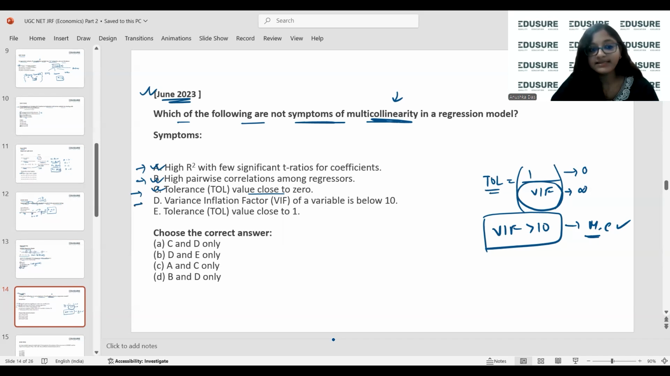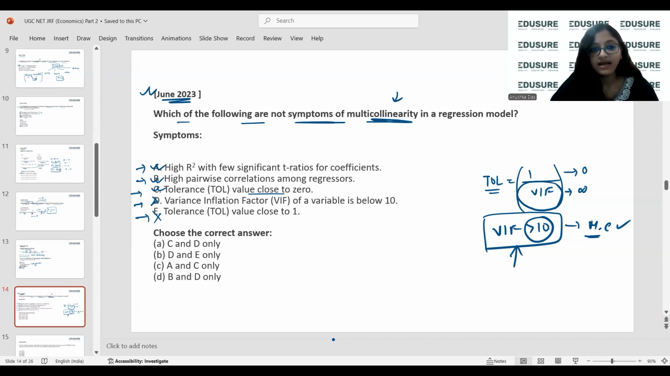The final two factors: variance inflation factor below 10, is that a symptom? The answer is no, as I've told you. This value has to be strictly greater than 10. That is one of the clearest indications of multicollinearity. And the last point is tolerance value close to 1. This is also not true. Tolerance value has to be close to 0 in order to have multicollinearity.